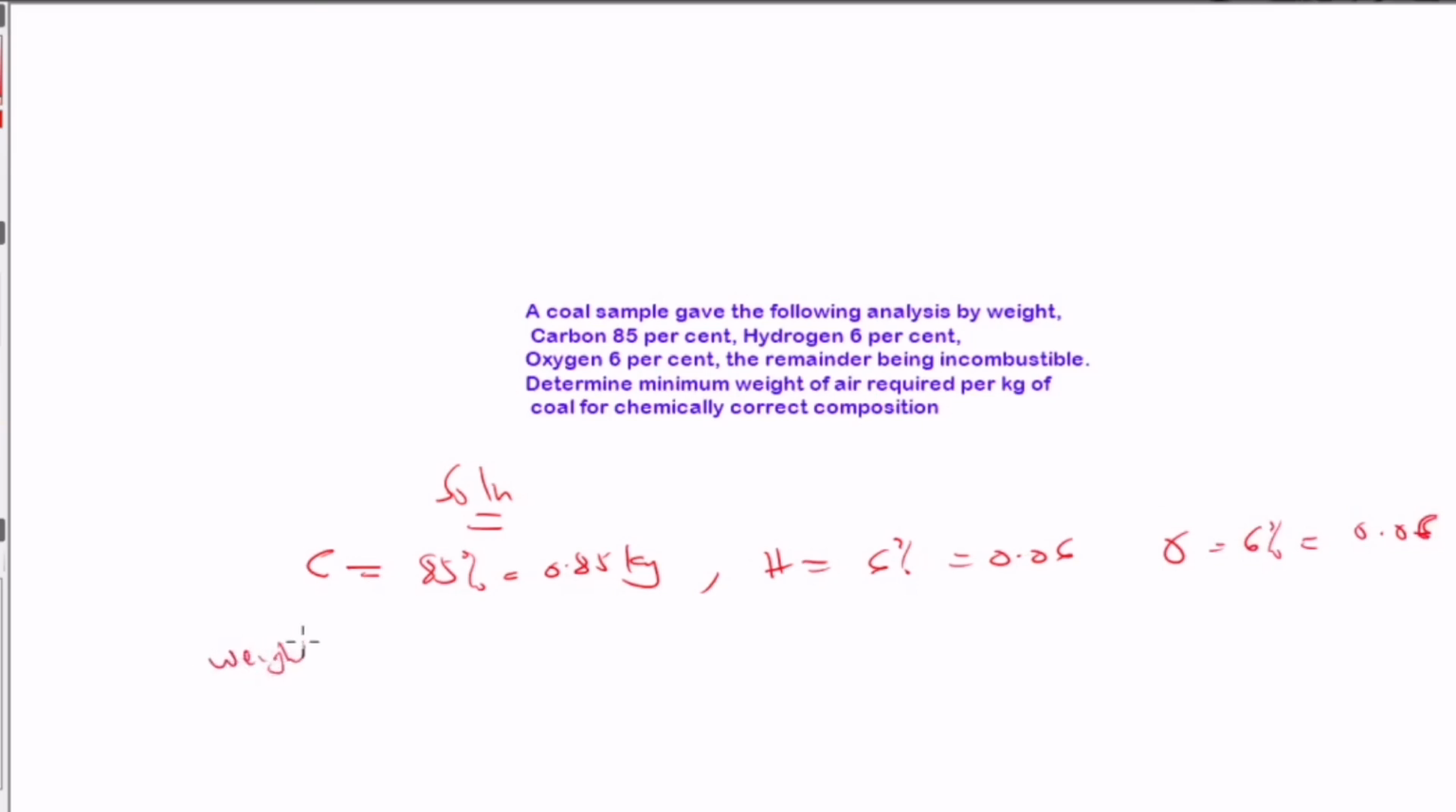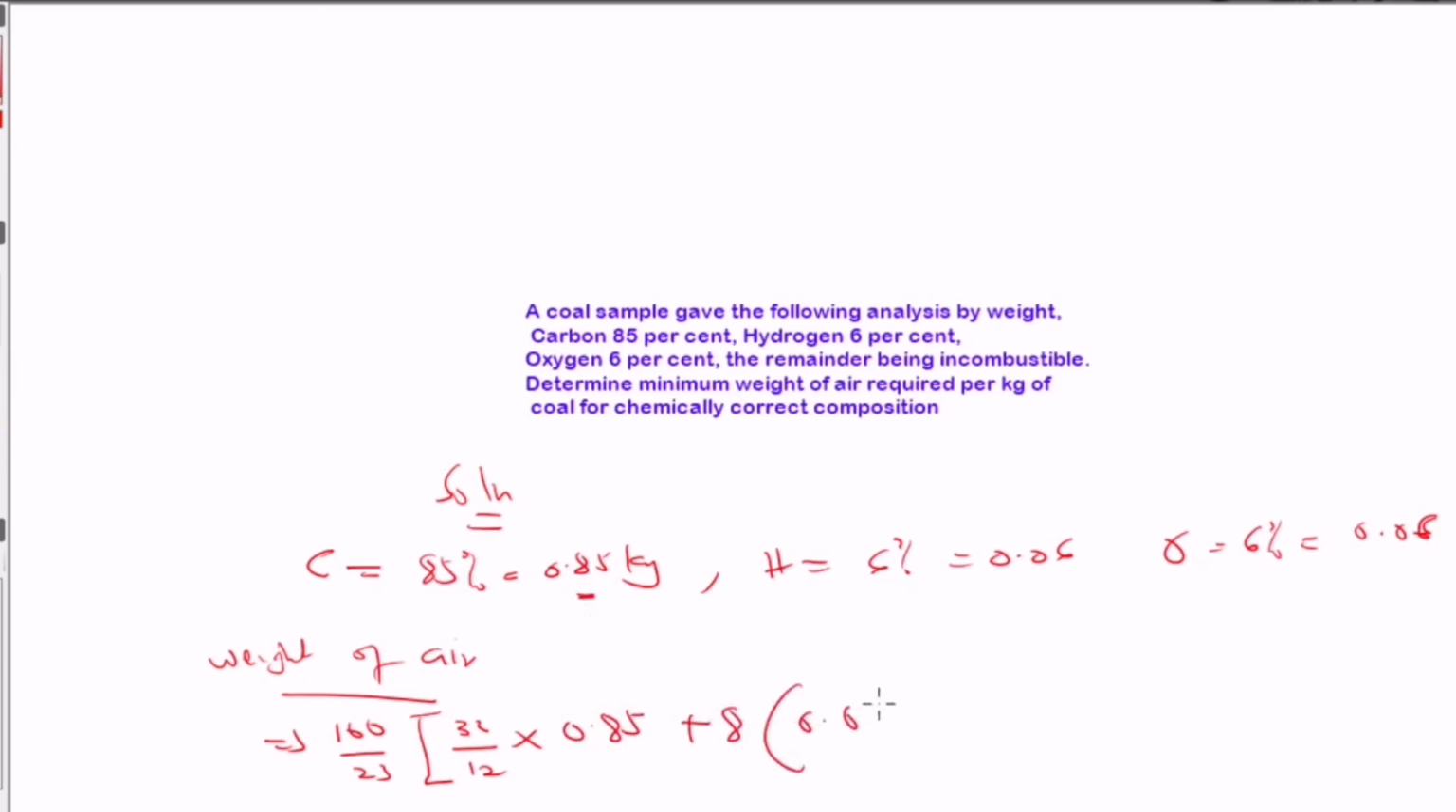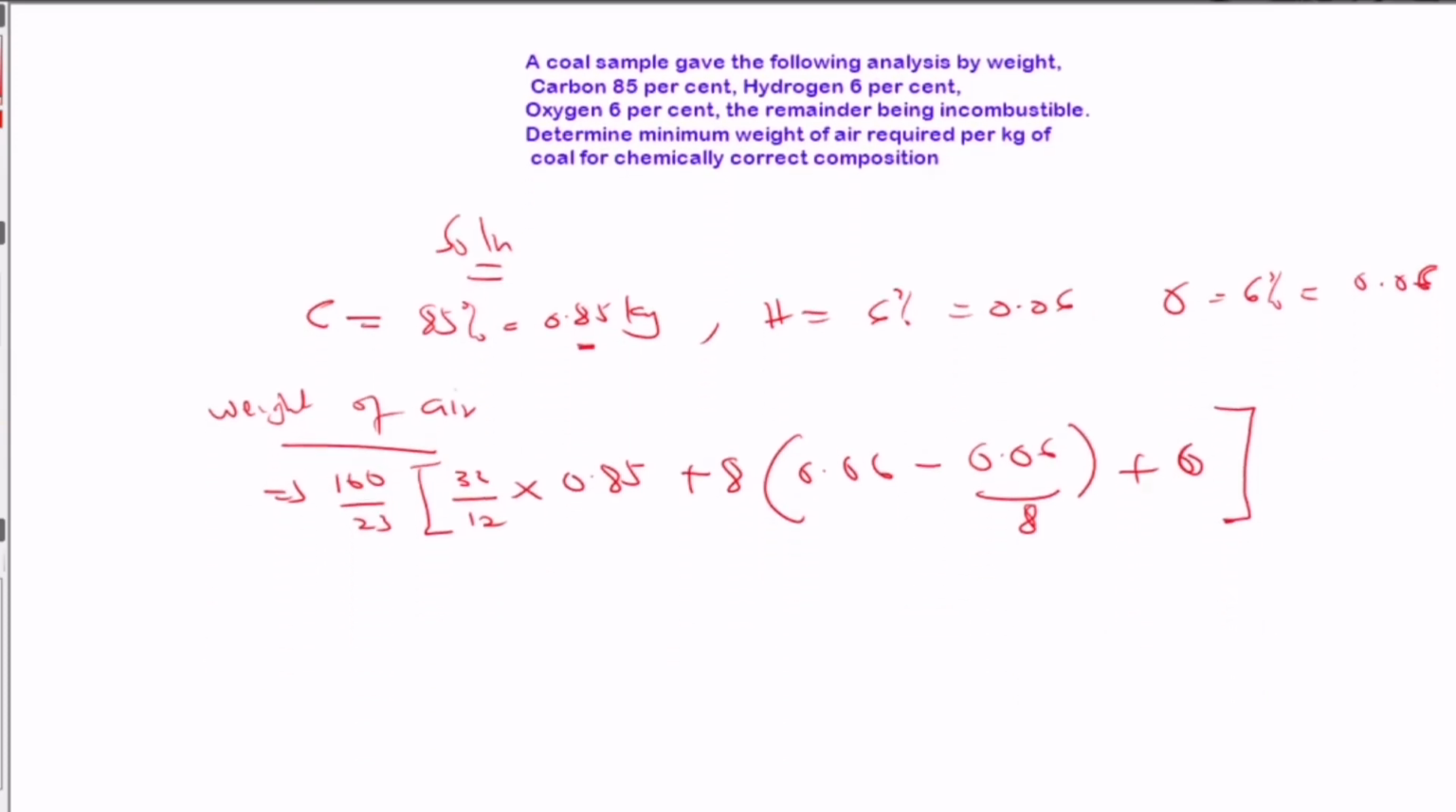Weight of air, we have it to be 100 over 23. Then you open the bracket, 32 over 12 times the carbon mass, which is 0.85, then plus 8 bracket open, 0.06 minus 0.06 all over 8, then you close it, plus sulfur here is 0, then you close the big bracket, because the 100 over 23 is affecting all.